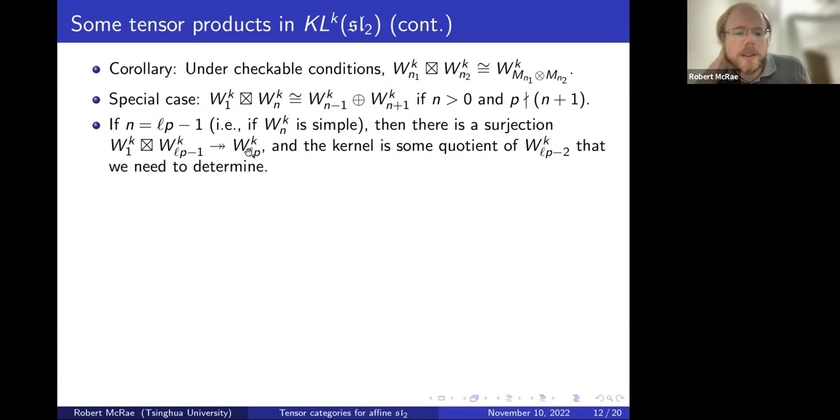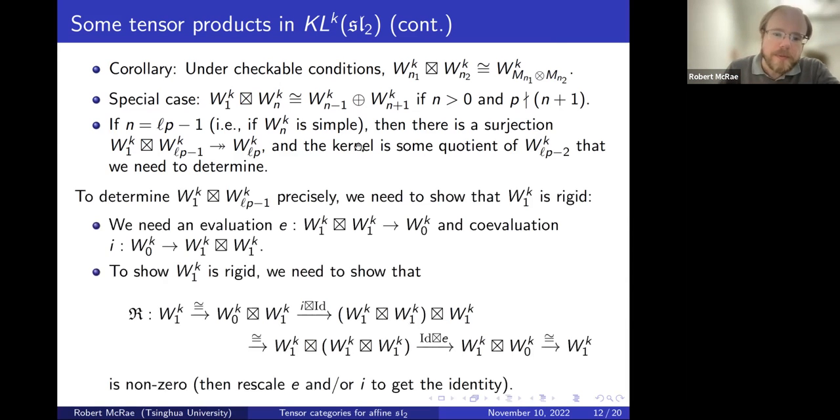We do get a map going into WKLP. And the kernel is going to look something like WKN minus 1, but we don't know immediately that the kernel is necessarily equal to WKN minus 1. So to show that the kernel really is going to be WKN minus 1, we need to prove rigidity for this WK1 module. So now let me spend some time talking about rigidity for WK1.